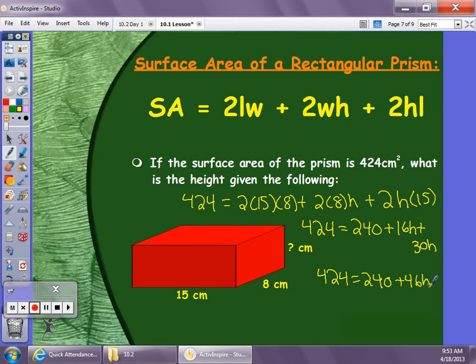And now we just have a two-step equation. So if we take 424 minus 240, we have 184 is now equal to 46h. And when we divide both sides by 46, we're going to get a height that is equal to 4. So for this example, the height is going to equal 4 centimeters. So if you wanted to go back and check, you could go ahead and substitute in 4 for h, and if we did our math correctly, we should still get a surface area of 424 centimeters squared.